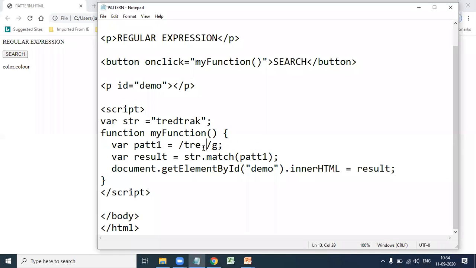TRE dot means it takes any character in this position. So what is the output? One of you respond in the chat box. What is the output for this one, TRED, TREK? TRE dot means it takes any character in this dot position.